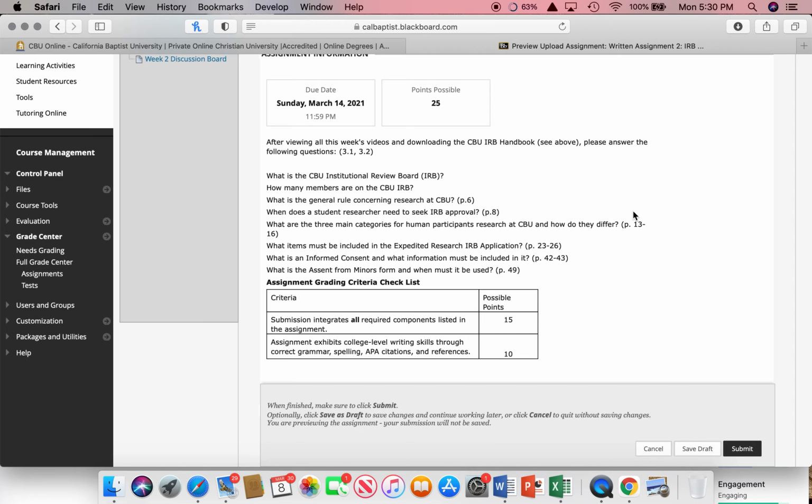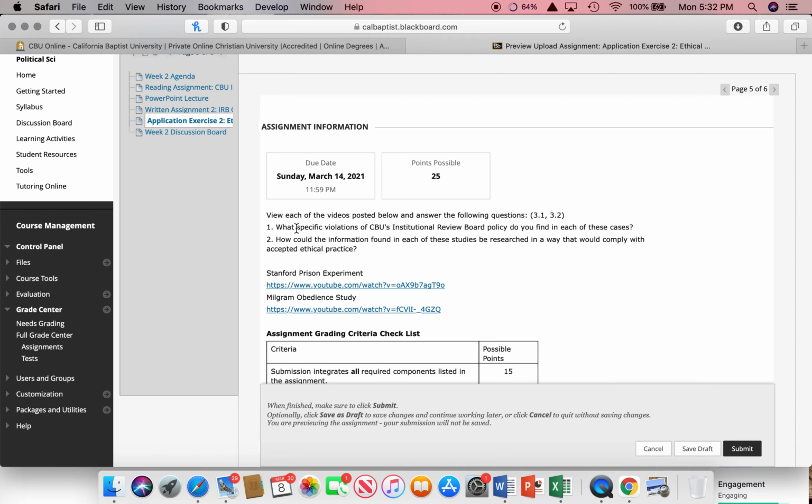Once again, due Sunday at 11:59. Answer both of them, 15 points. Exhibit some college-level writing and grammar and spelling, APA citations and references for the additional 10. You're going to find that both of these cases are very far on the extreme of the unethical spectrum. So it will be easy to answer number 1, but I really am interested in number 2, which is how could we still do this research, but do it in some sort of ethical manner where we not only protect the participants, but we let them know what they're doing, and how, or even if it is possible.